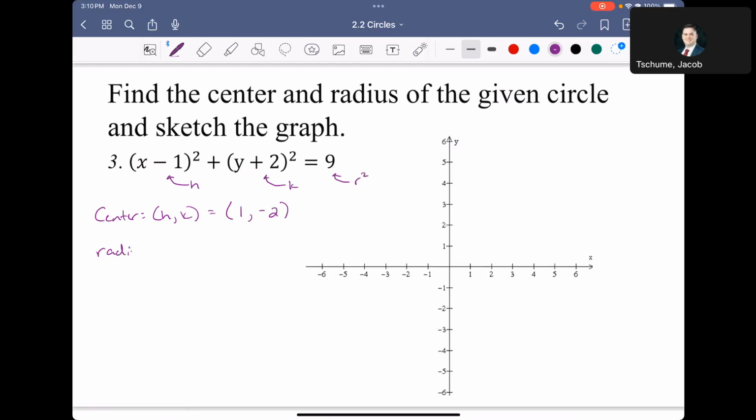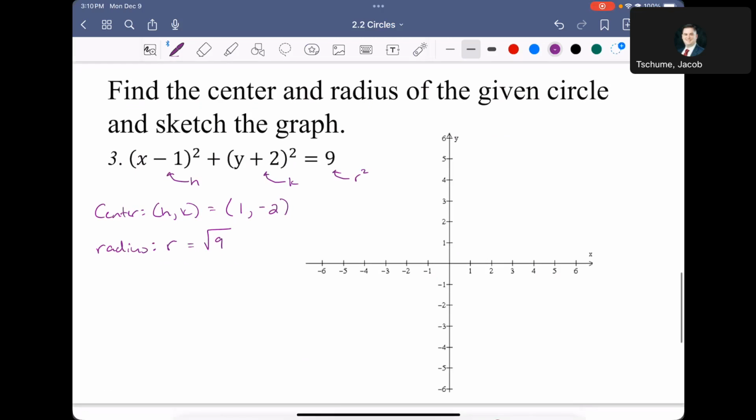Your radius, aka your r value, remember, do not use the 9. You have to use the square root of that value to actually get the radius. And so the square root of 9 would be 3.